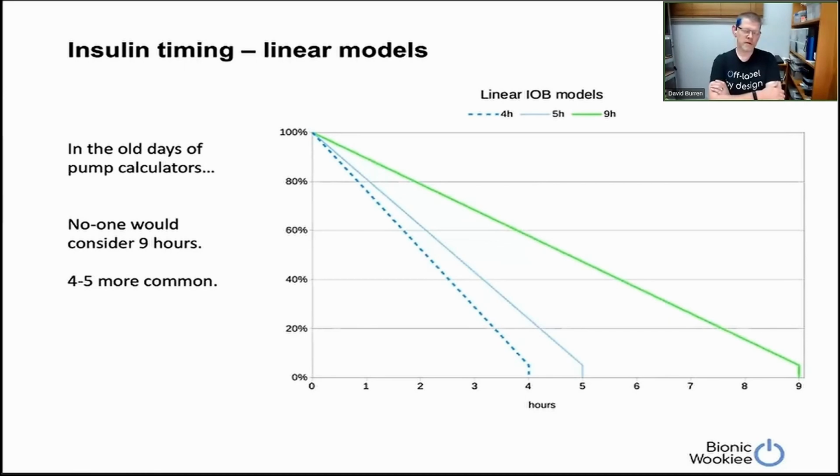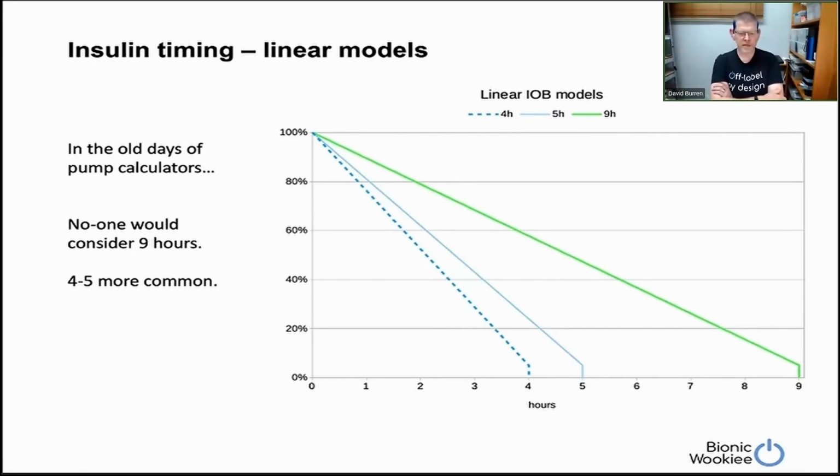For a closed loop system to run, it really benefits from tracking how much insulin is on board. If it thinks I need to dose for a change, then it probably should remember that it dosed for half that change 5 minutes ago. Back in the old days of pumps and pump calculators, there was a simple linear model. We would tell the system that the insulin lasted for 4 hours or 5 hours. If we told it 4 hours, it would expect that 2 hours after a bolus, half of that would be gone. It was just a straight linear calculation.